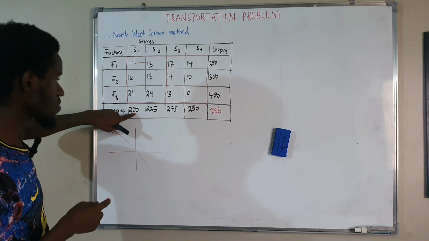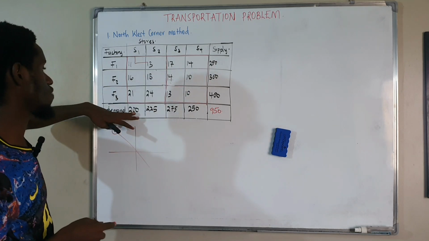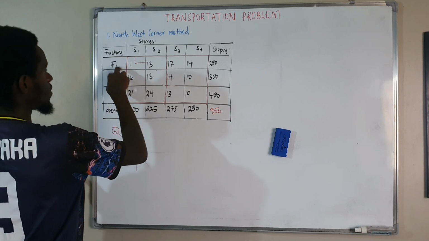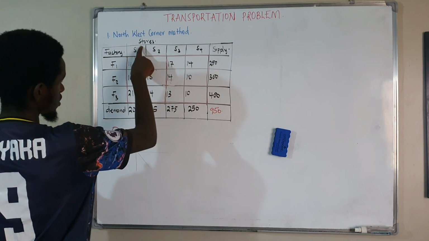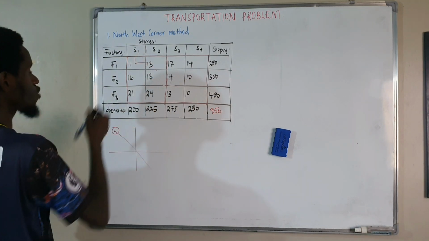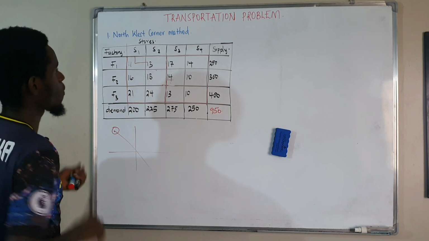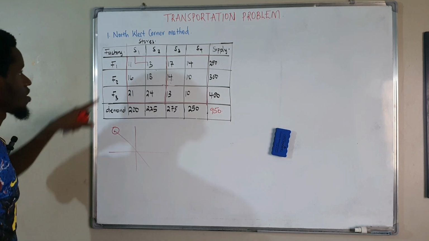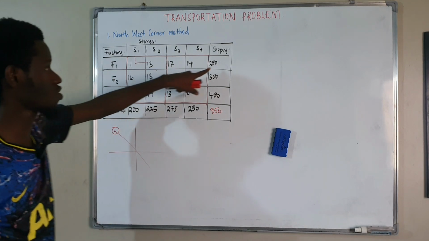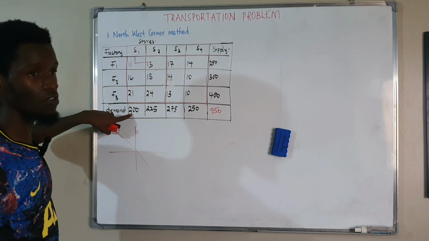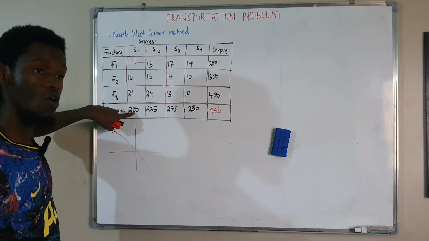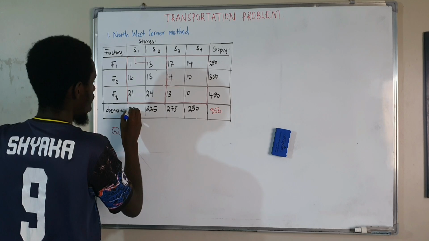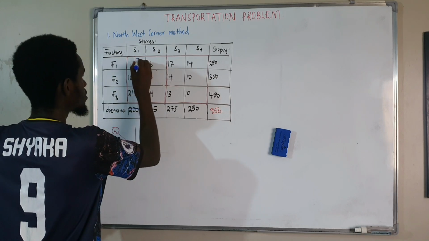Now, after I know the northwest corner of this bracket, if I have a demand and a supply, I will always choose to first satisfy the lesser one. Factory 1 supplies 250, but store 1 demands only 200. Therefore, store 1 will only consume what it demands. Instead of having the 250, I'll just take the 200 here. I put the 200 here.